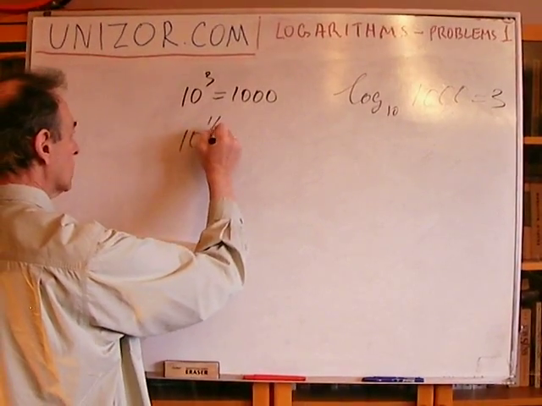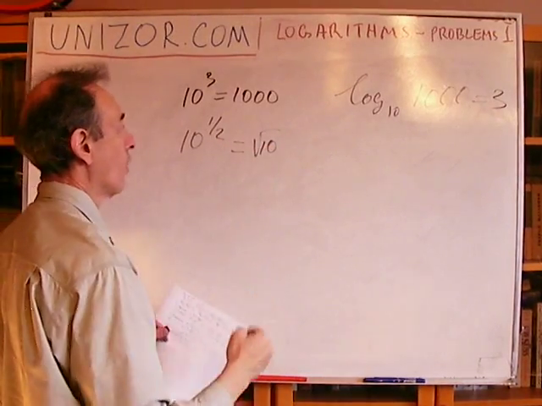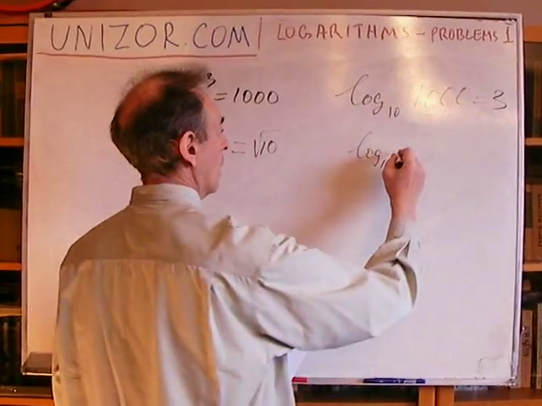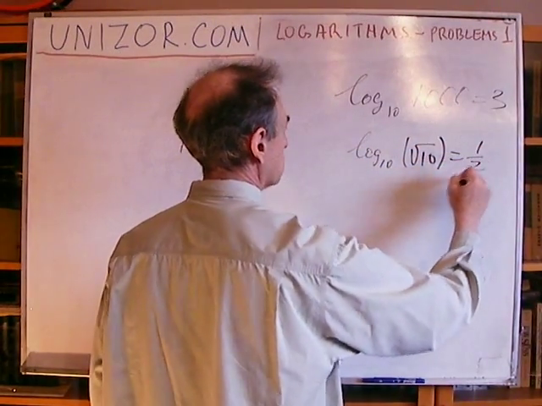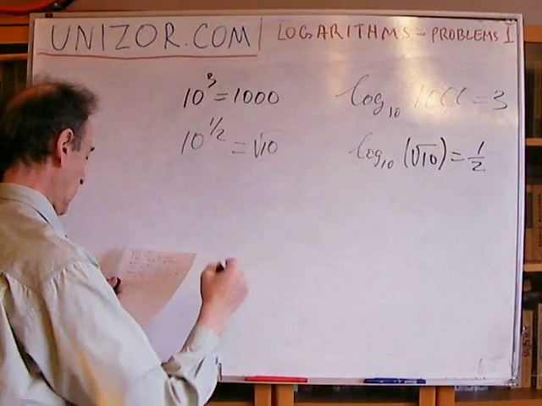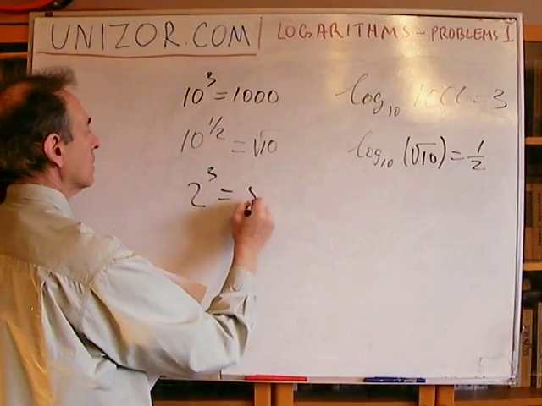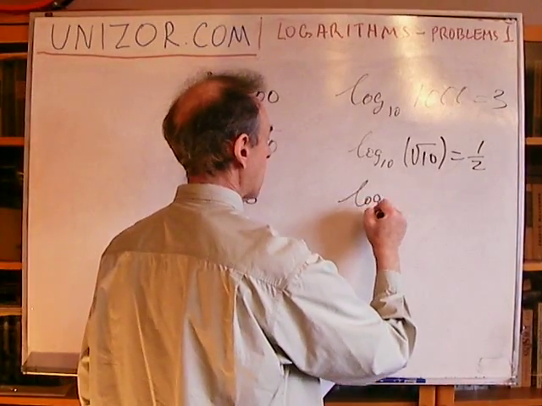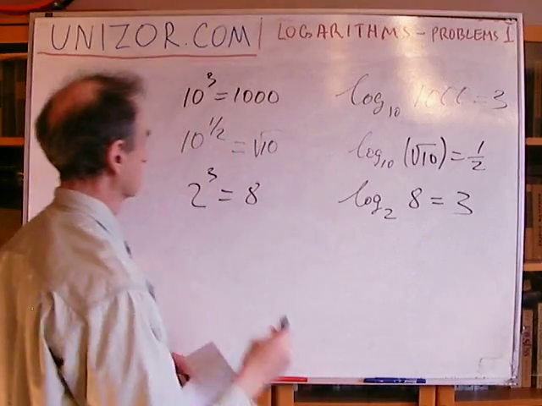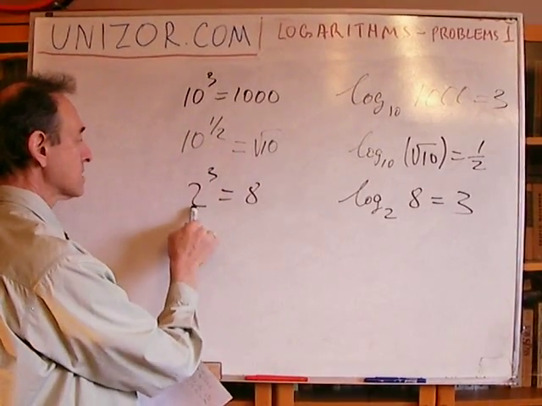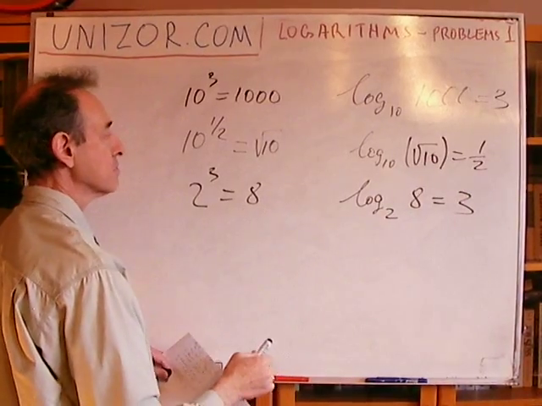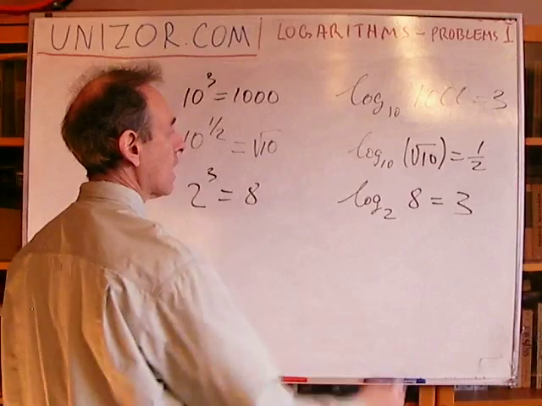Again, 10 to the power 1/2 is equal to square root of 10. Or, alternatively, we can say that log base 10 of square root of 10 is equal to 1/2, which means 10 to the power of 1/2 is equal to square root of 10. 2 to the third degree is equal to 8 means the same thing as log base 2 of 8 is 3. The base here becomes the base here. The result of this raising to the power is supposed to be under the logarithm, and the exponent itself becomes the value of this logarithm.